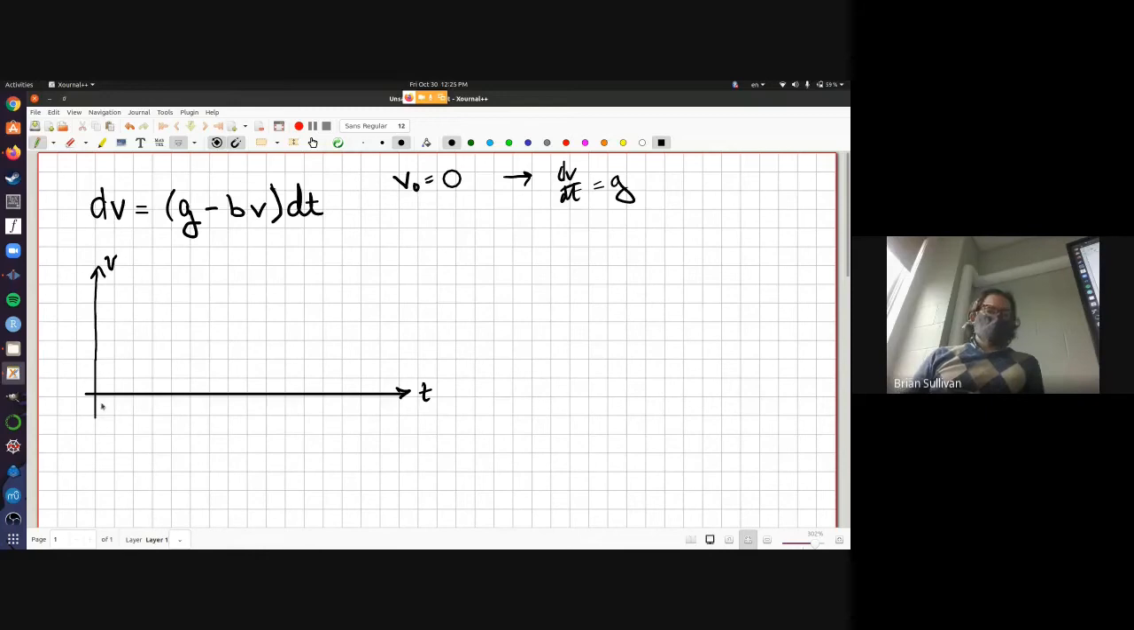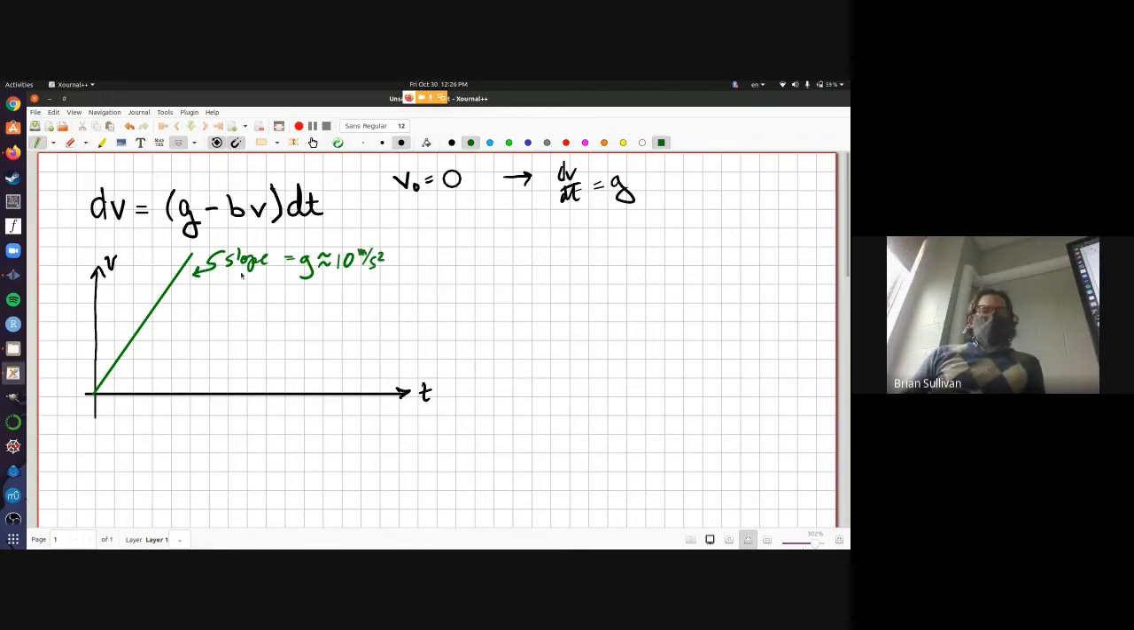What's the initial value for my velocity? 0. So what would the beginning of this graph look like? It starts at 0 and then does what? Will velocity increase as the skydiver falls? At what rate? 10, like that. So slope here equals g, approximately 10. Remember, we're taking down to be positive. That's why this is going up.